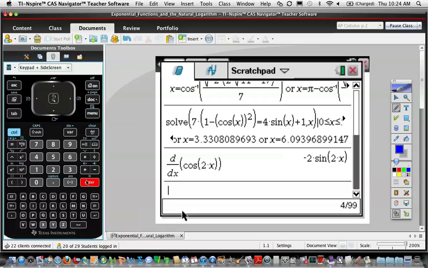Cosine. The 2x inside will stay the same, and what else will happen? You have to kick out another 2. So you'll end up with negative 4 cosine 2x. It'll still be negative because that's just a number also. That's just part of the number. So the number stays here, right?